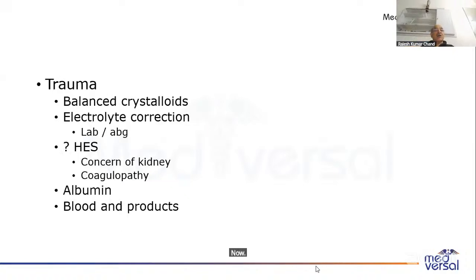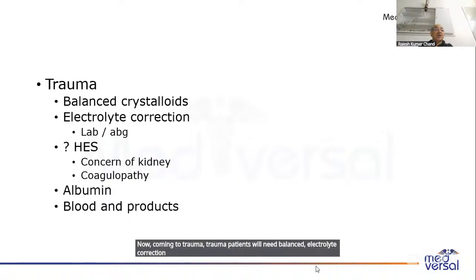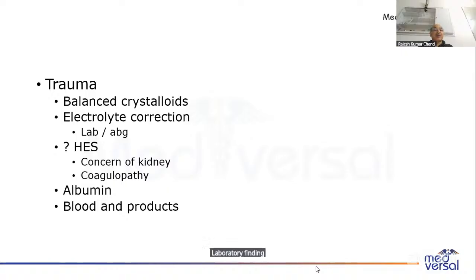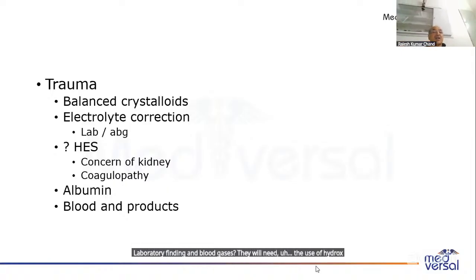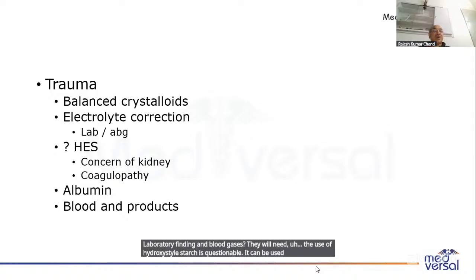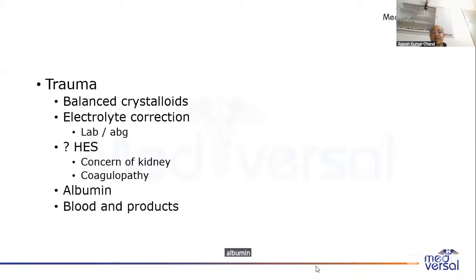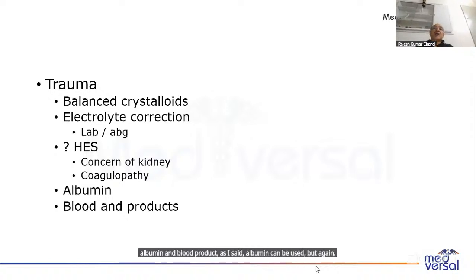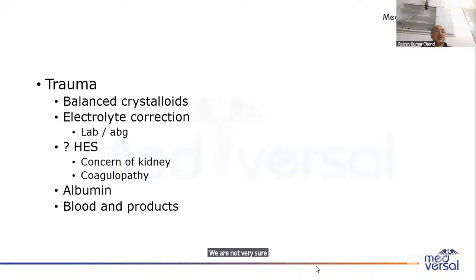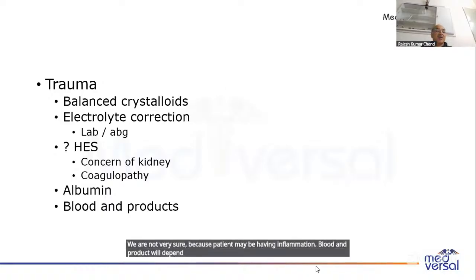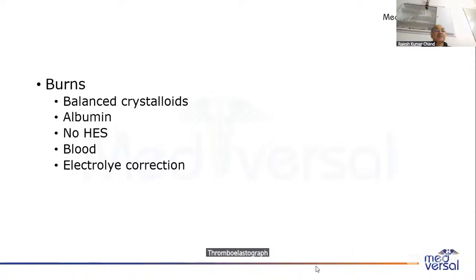Now coming to trauma patients, they will need balanced crystalloids. Electrolyte correction will be based on laboratory findings and blood gases. The use of hydroxyethyl starch is questionable. It can be used, but keeping in mind the concern for the kidney and coagulopathy if large volumes are used. Albumin can be used, but again, the volume effect we are not very sure about, because the patient may be having inflammation. Blood and products will depend on hemoglobin, hemodynamics, and coagulopathy assessment like thromboelastography.